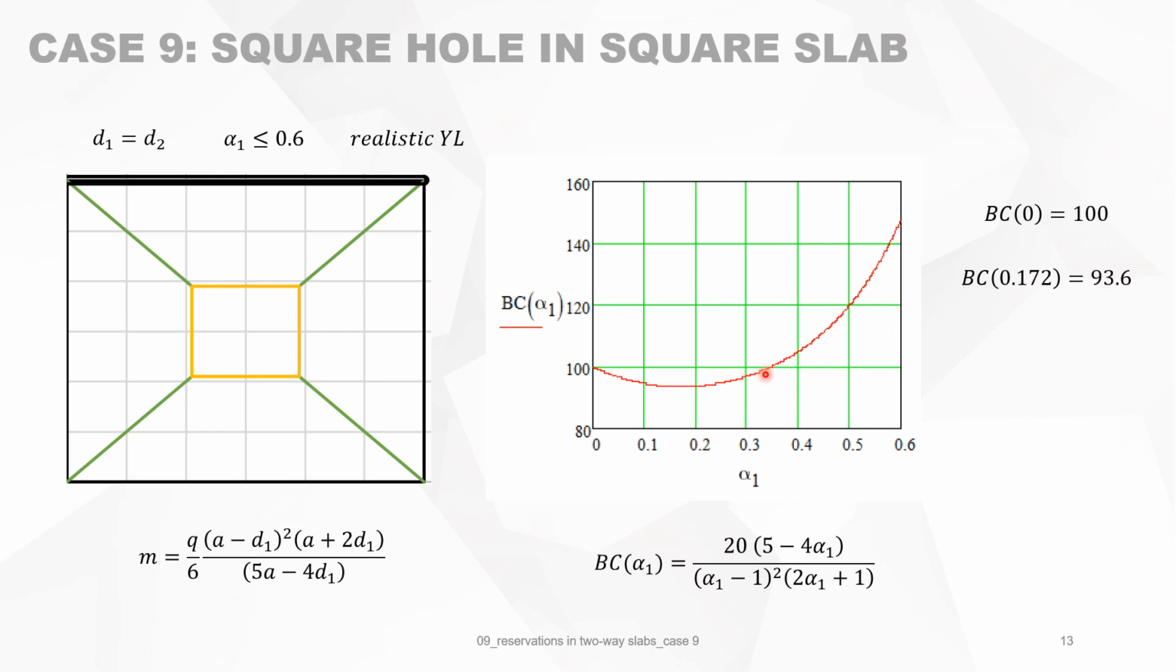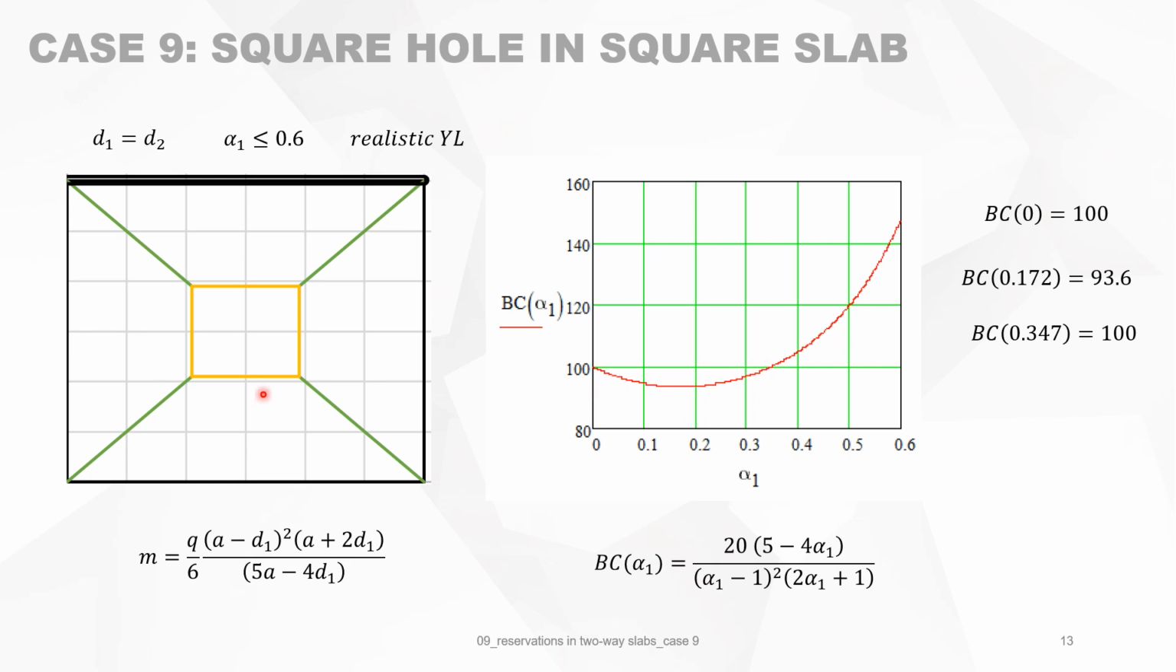But you also see that the bearing capacity is 93.6% when the size of the hole is 0.172 times the size of the slab, which is that point there, the minimum. And again, for 0.347, we have a bearing capacity equal to 100%. So again, you start with no reservation, it's 100%. You make the reservation bigger and bigger until you reach this point. And after that, the bearing capacity will increase.